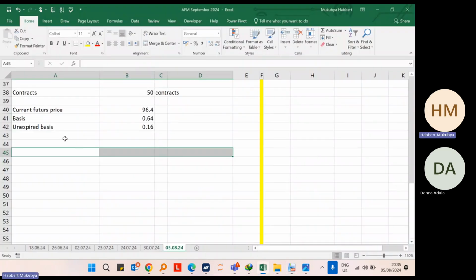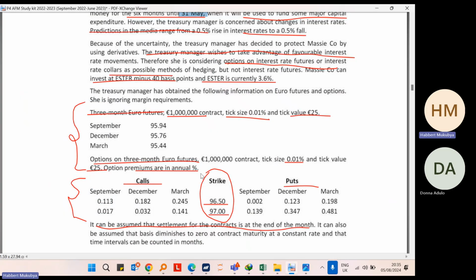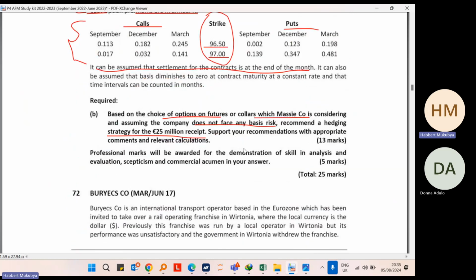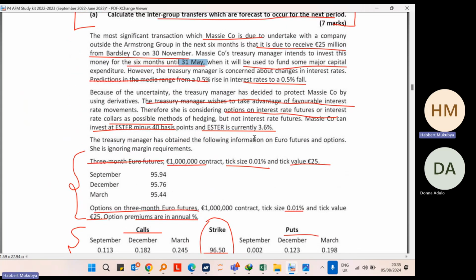So now the unexpired basis is 0.16. The unexpired basis is going to help us determine the expected futures price. So now there are two scenarios in this question, because they said, based on the option, recommend a hedging strategy, but they also say that the interest rates can move. There's a range of 0.5 rise to 0.5% fall. So we are going to deal with both of them.